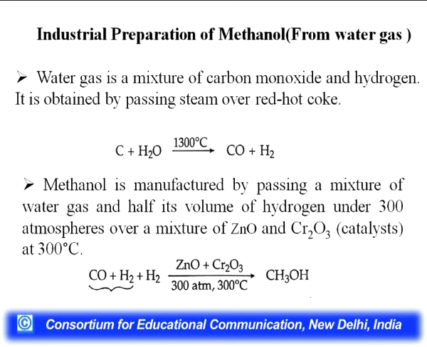Next is the industrial preparation, that is from water gas. Water gas is a mixture of carbon monoxide and hydrogen and it is obtained by passing steam over red hot coke. Here is the reaction. Methanol is manufactured by passing a mixture of water gas and half its volume of hydrogen under 300 atmospheres over a mixture of zinc oxide and chromium trioxide, used as catalyst, at 300 degrees Celsius to give methanol.